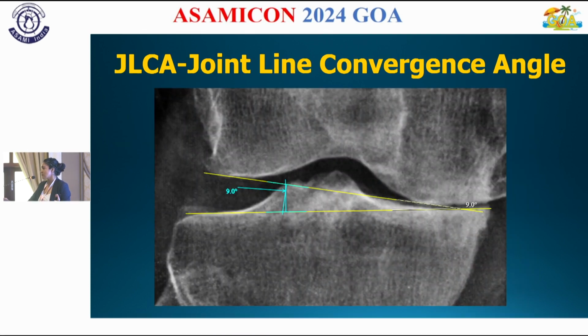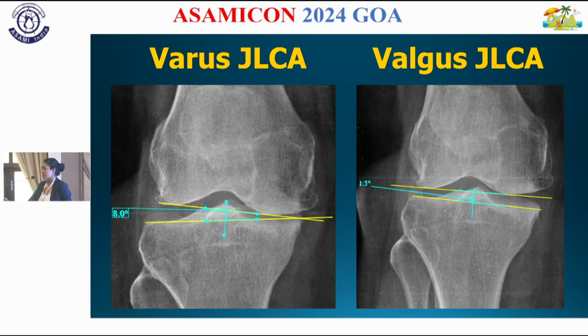Alright, so a couple of terms here. That is the JLCA, which is the joint line convergence angle, which is the angle between the distal femoral joint line and the proximal tibial joint line. Now, when you give on stress X-rays, you will find different JLCAs. So there's a varus JLCA and there's a valgus JLCA. Make sure to take a note of this.